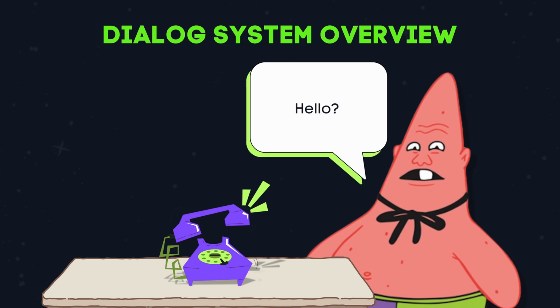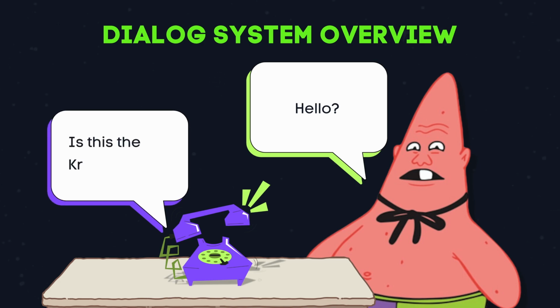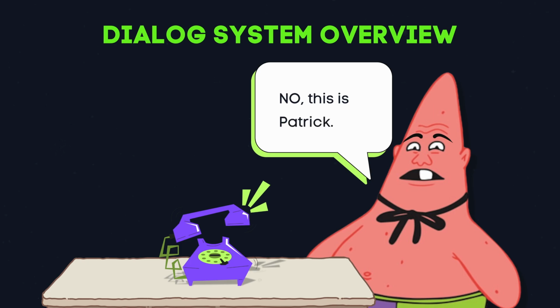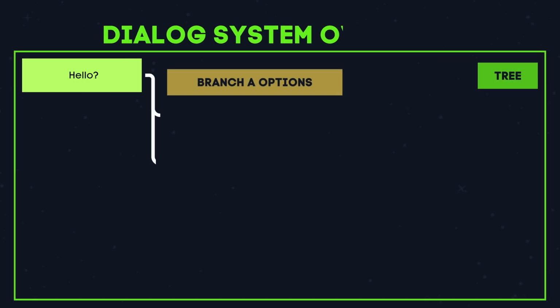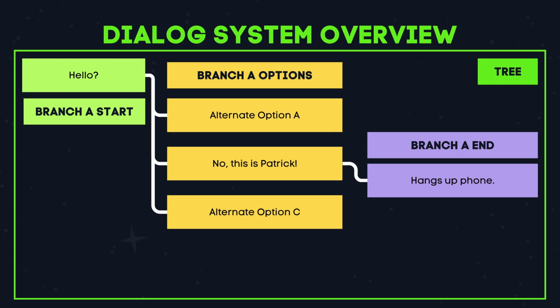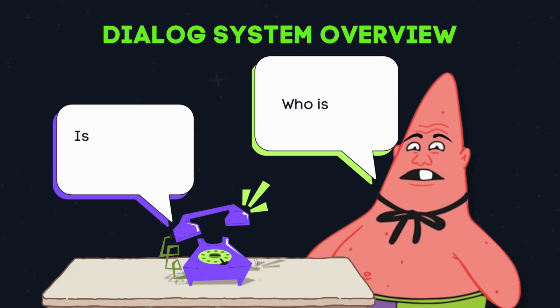So, the first time the phone rings, you answer, "Hello?" only to be asked, "Is this the Krusty Krab?" Confused, you respond with, "No, this is Patrick," and you hang up the phone. This entire conversation that just happened before you hung up the phone represents the first dialog branch in our dialog tree. This branch is defined by its unique sequence of exchanges, aka, "Hello, is this the Krusty Krab? No, this is Patrick."